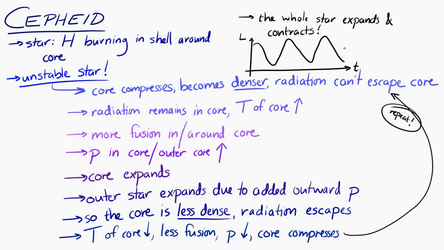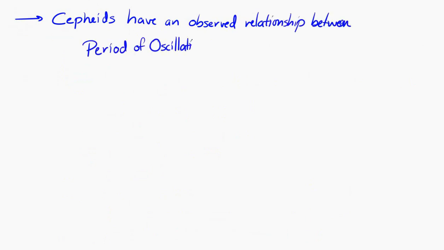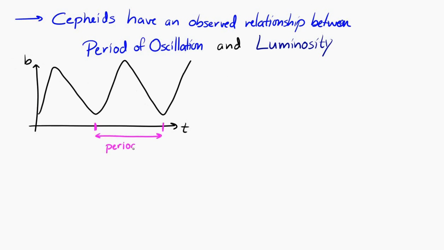And it turns out Cepheids are important because there is an observed relationship between the period of oscillation and the luminosity of the star. So if we observe a Cepheid from Earth, and we can see the period of its increasing and decreasing brightness, then we can use that to determine the luminosity of the star. There is a relationship between the period and the luminosity of the star. It's called the period-luminosity relationship. So we observe the period. From that, we get the luminosity of the star.